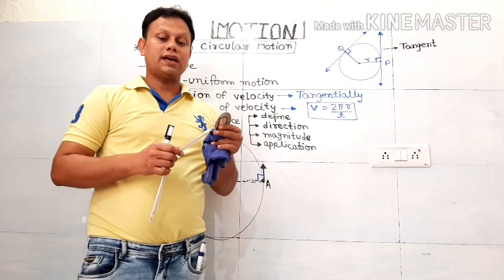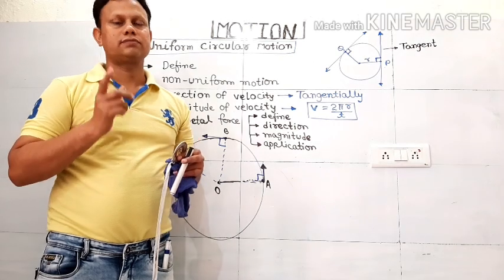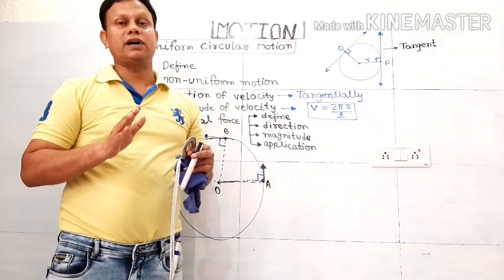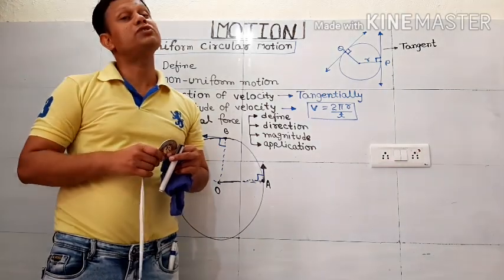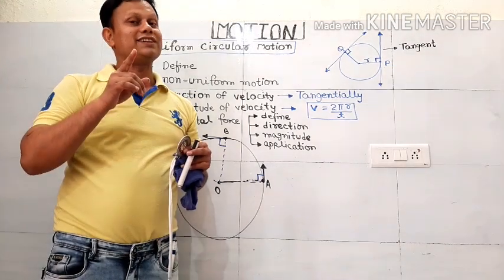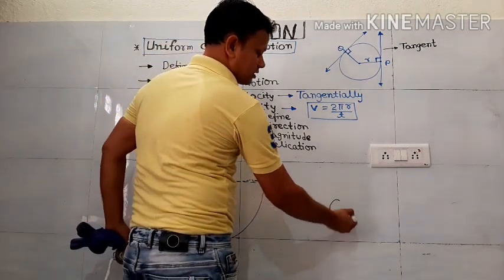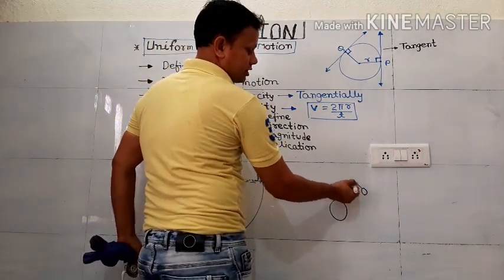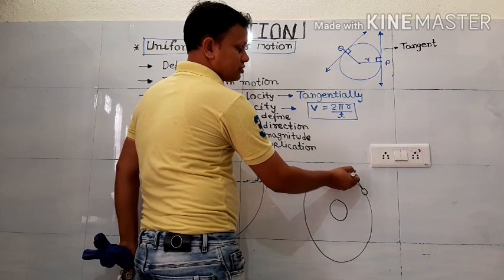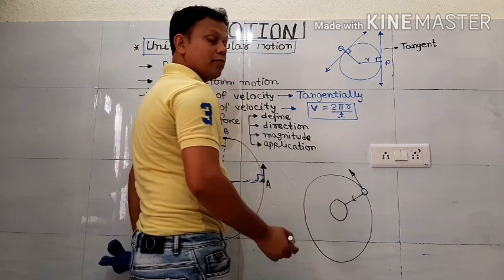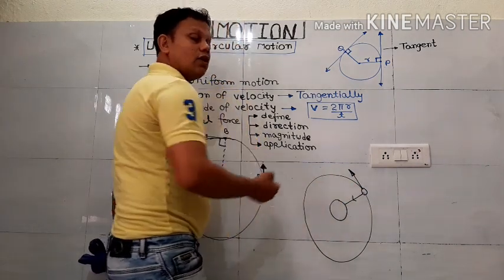So suppose Earth moves around the Sun. Although it is an elliptical path, for our approximation we take it as a circular path. There also the direction has to change, and there also the Earth has always a tendency to move tangentially. Suppose this is the Sun, the solar system, and this is the Earth. Earth keeps on revolving around the Sun, but Earth also has a tendency to move tangentially. But due to some force, the Earth is not able to leave the orbit.